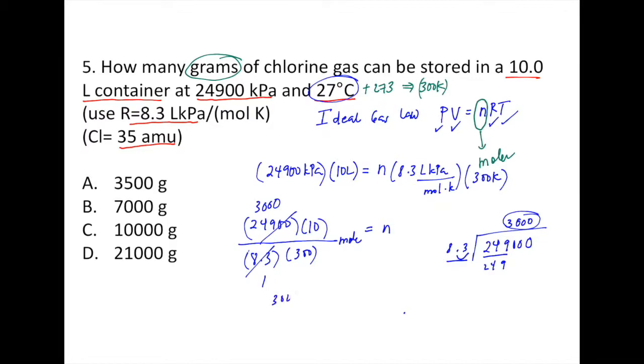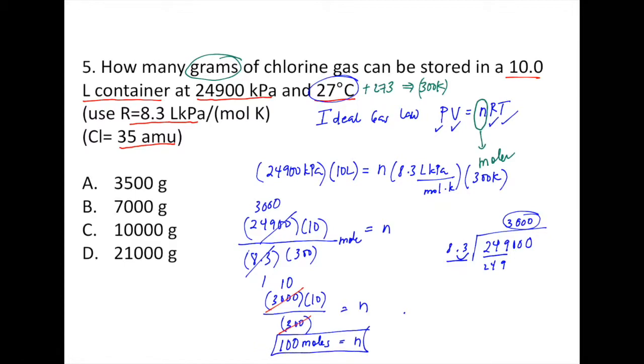Rewriting my solution, 3,000 multiplied to 10 over 300. 1,000 divided by 300, that is 10. And therefore 10 times 10, we have 100 moles. And that is the value for the n. But it's not yet done.